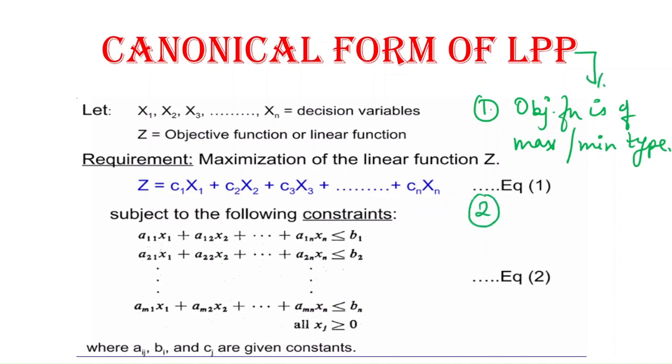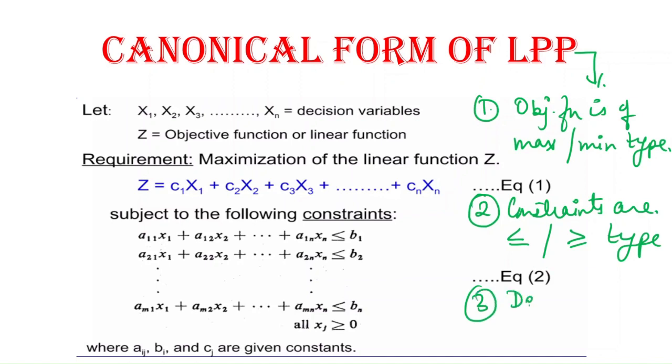The second is we are talking about the constraints. All the constraints are either less than or equal to, or greater than or equal to type. And thirdly, the decision variables are greater than or equal to 0. So you have to keep all these 3 points in mind when we are talking about the canonical form of the linear programming problem.